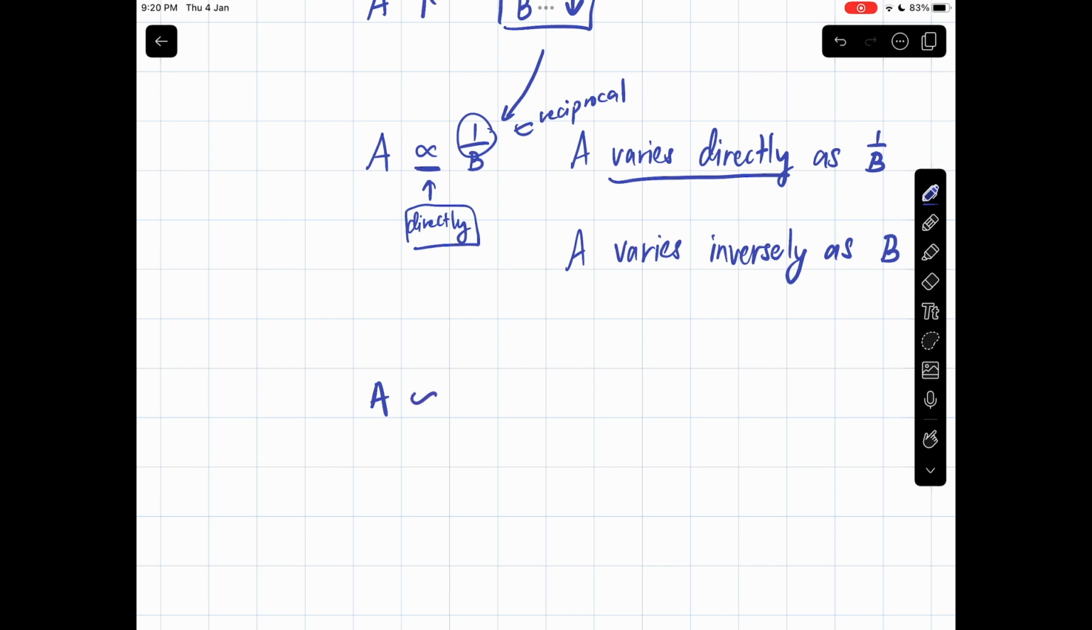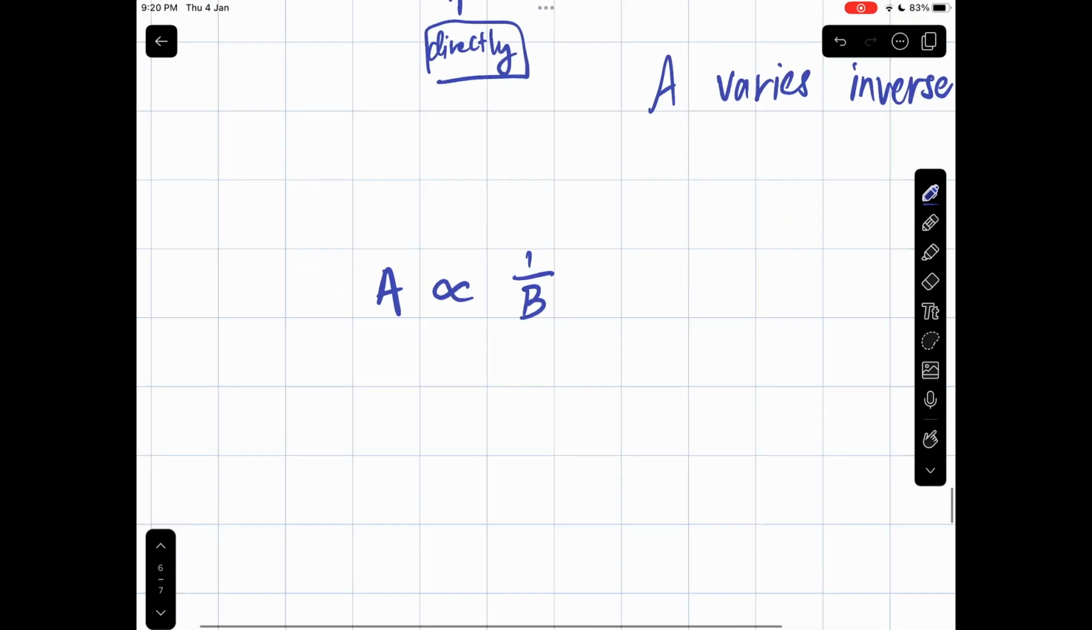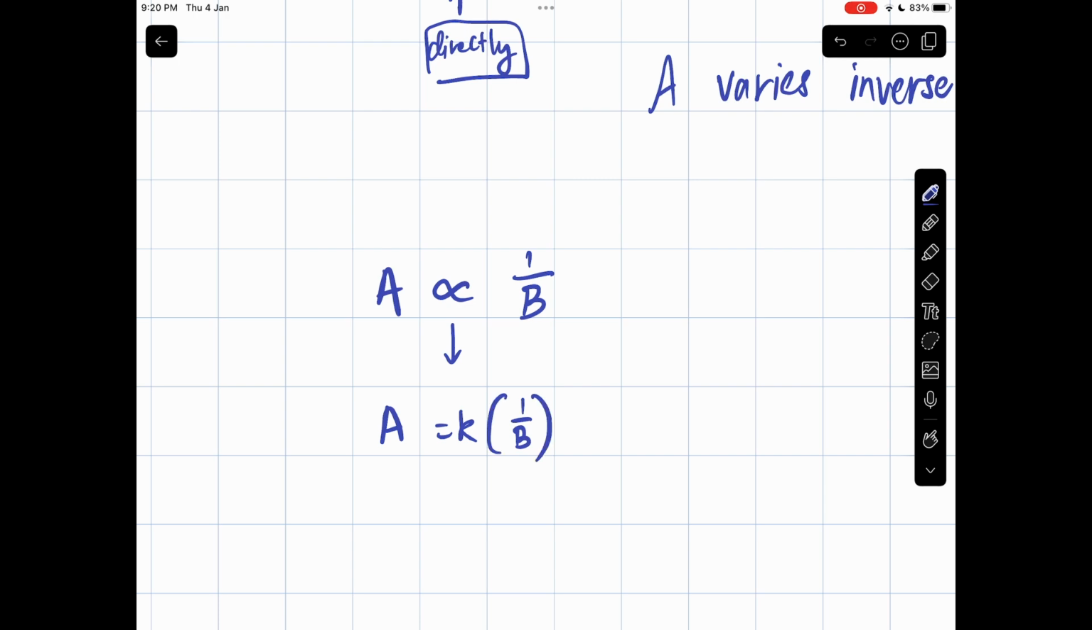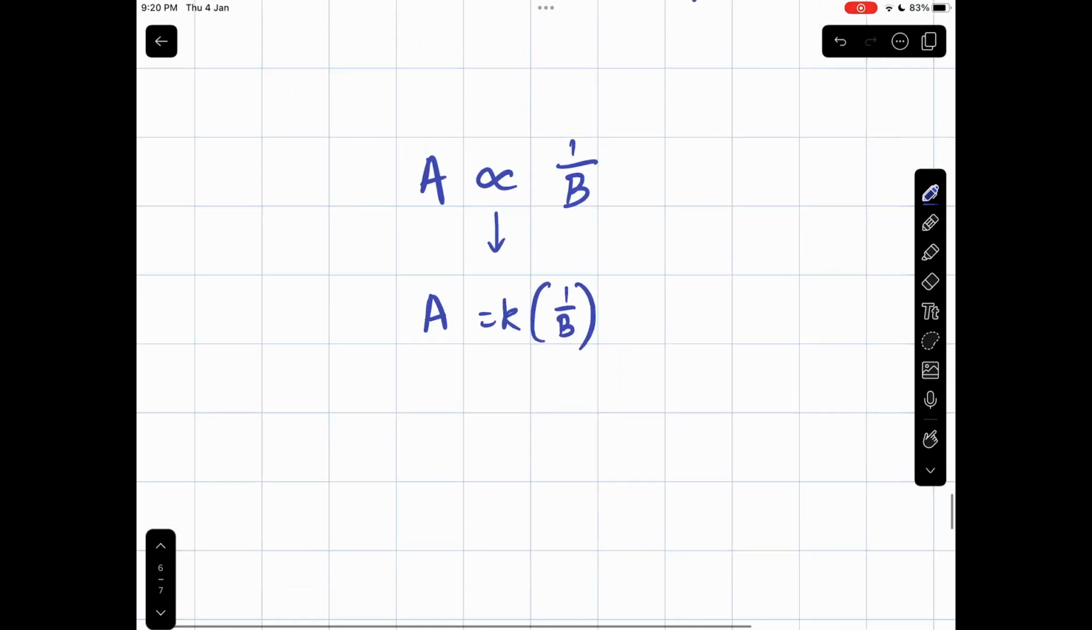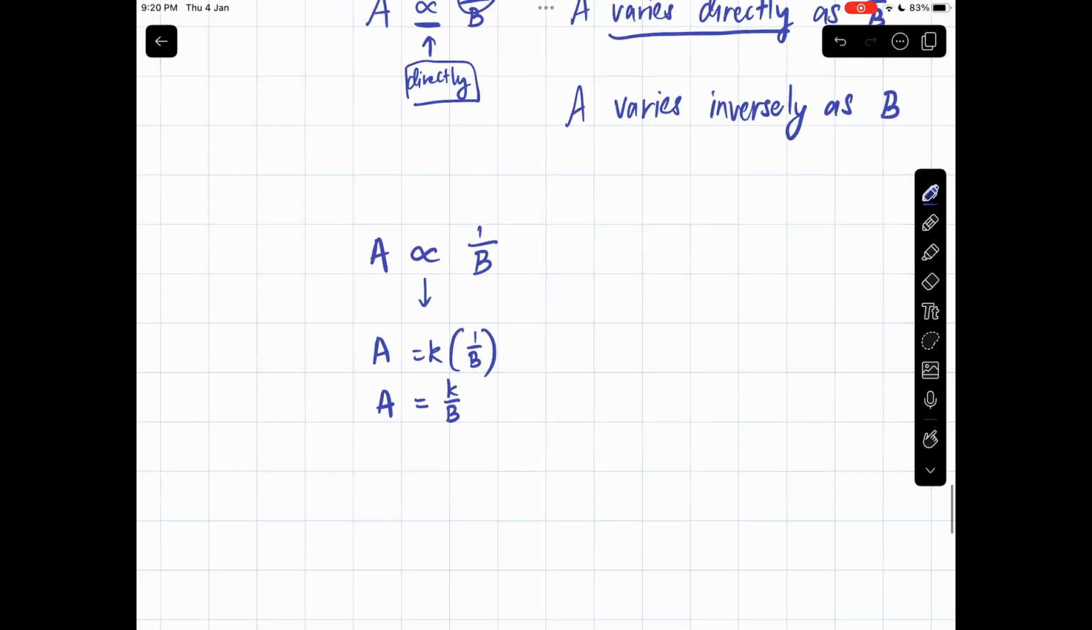So the same example, A varies inversely to B, which is now 1 over B. So this is the variation form. The same concept applies here. The proportion symbol becomes equals K. So A goes right over here and 1 over B. Since they're beside each other, it's a multiplication relation. For those who are curious, yes, you can write it as K over B. It means the exact same thing.